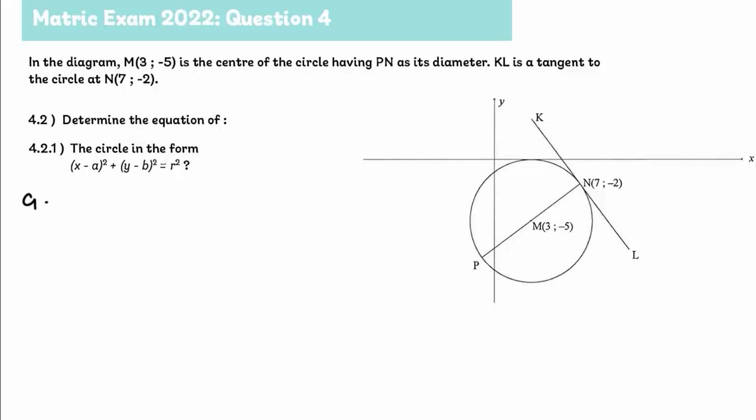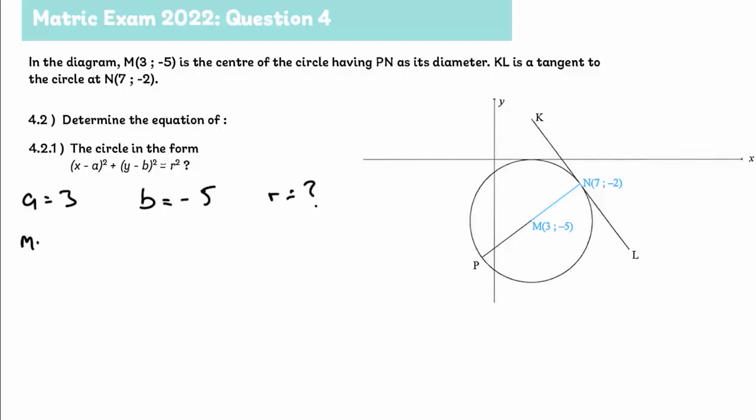We look at a and b. That would be the values of x and y in the middle. Therefore, a will equal 3 and b will equal minus 5. So the only outstanding variable which we're looking for is r. We don't know what r is. And to find r is not difficult. We just have to find the length of MN. And how do we do that?